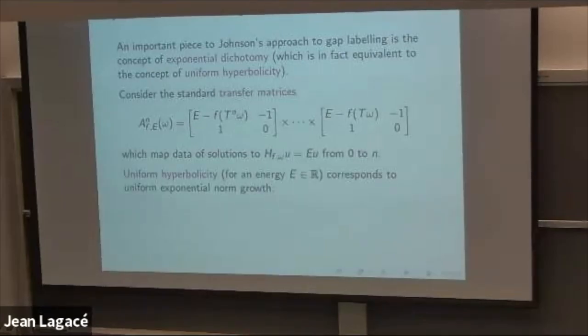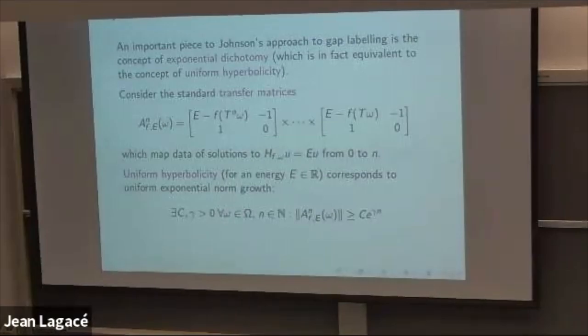So uniform hyperbolicity corresponds to uniform exponential norm growth, but really an exponentially growing uniform lower bound on the norm. That's what it is. Okay, so in formulas, it means that there is an exponentially growing object. So the C and the gamma are positive, so that all norms are at least that much. Okay, so for all omegas and for all n's, F is fixed here. E is the energy that we're trying to understand. I have this lower bound on the transfer matrix norm.